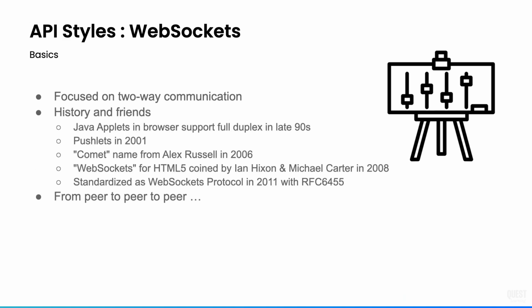There's a long history of this kind of full duplex communication. Java applets, which were plugins for browsers, did full duplex in the 1990s. A technology called pushlets was released in 2001, and that morphed into a thing called Comet, named by Alex Russell in 2006, which was a kind of multi-peer-to-peer style. WebSockets were defined for HTML5 by Ian Hickson and Michael Carter in 2008, and finally, WebSockets gets its own protocol standard in 2011. So you can see there's been lots of activity over the last two decades.